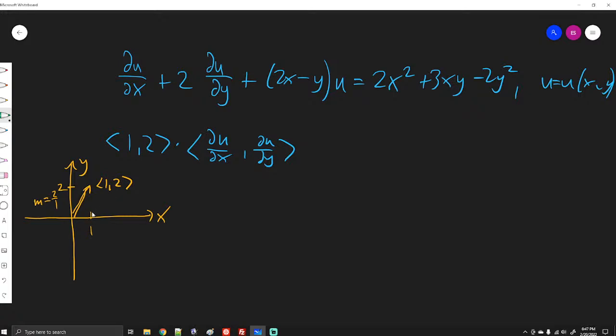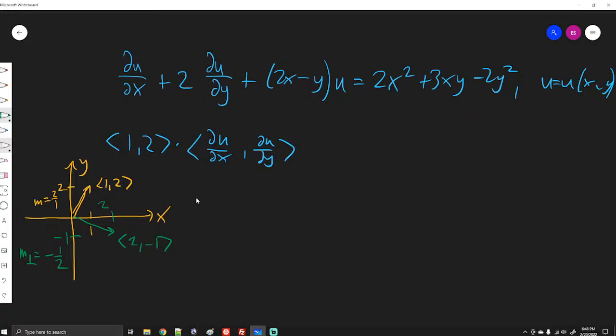One of the vectors perpendicular to this is like this, and it has a run of 2 and a rise of negative 1. So the perpendicular slope is going to be the negative reciprocal of this, which is negative 1 over 2. So the vector would be run of 2 and a rise of negative 1, so like that. Now I'm going to dot each of these vectors into the position vector.